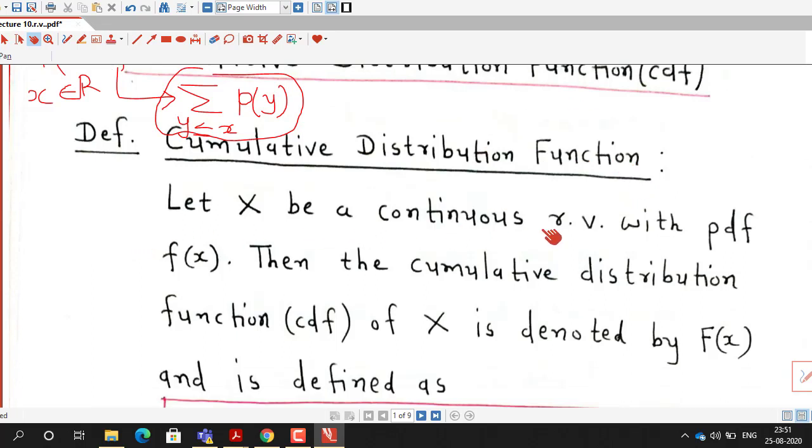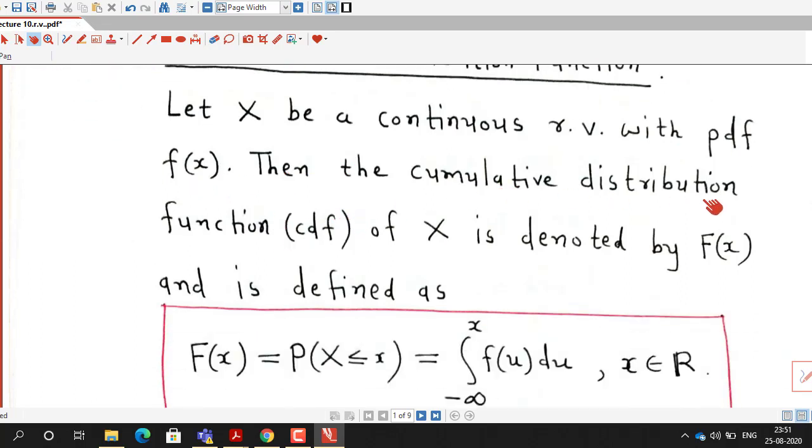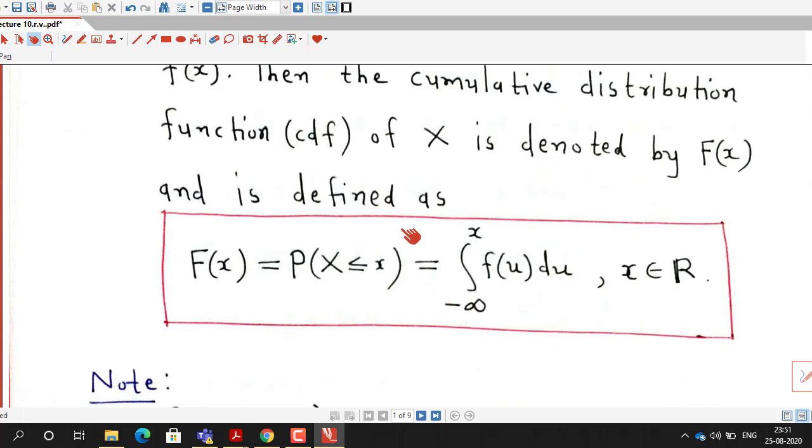Capital X is a continuous random variable with probability density function f of x. Then the cumulative distribution function of capital X is denoted by capital F of x and is defined as F of x equal to the probability that X is less than or equal to x, and this is nothing but the integral of the probability density function with limits minus infinity to x, and this is defined for each real number x.